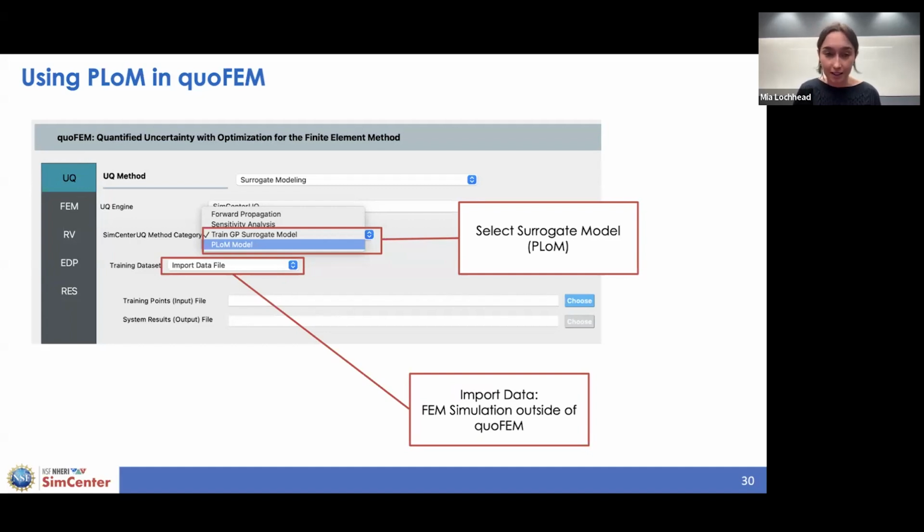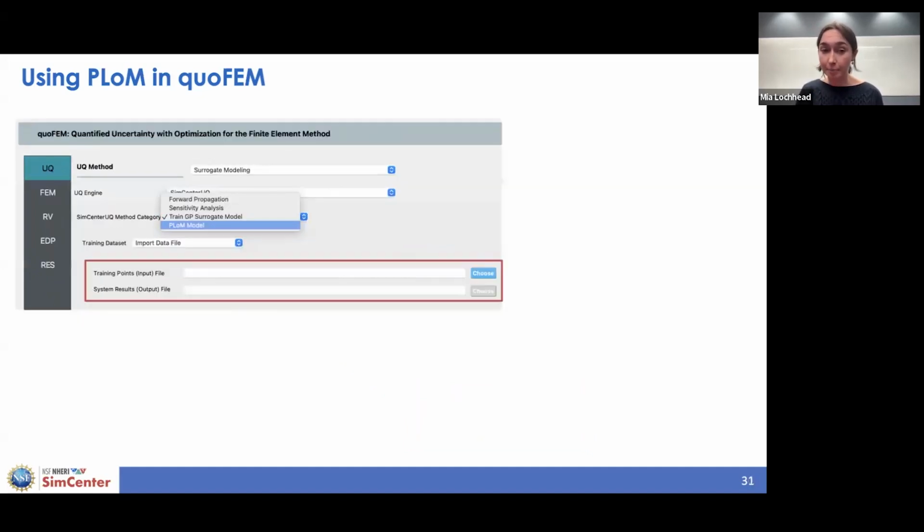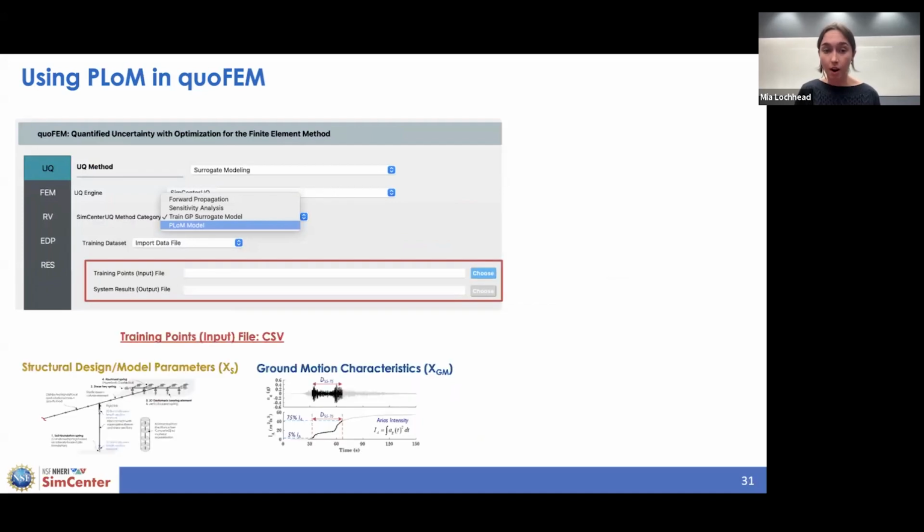So once I select that, I can import my input and output data. So here, our input points are just a CSV containing the structural parameters and the ground motion parameters that we talked about earlier.